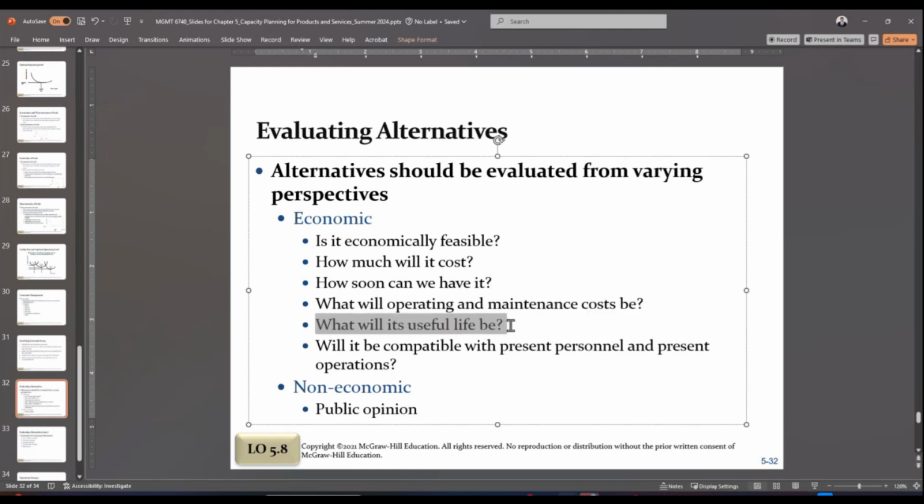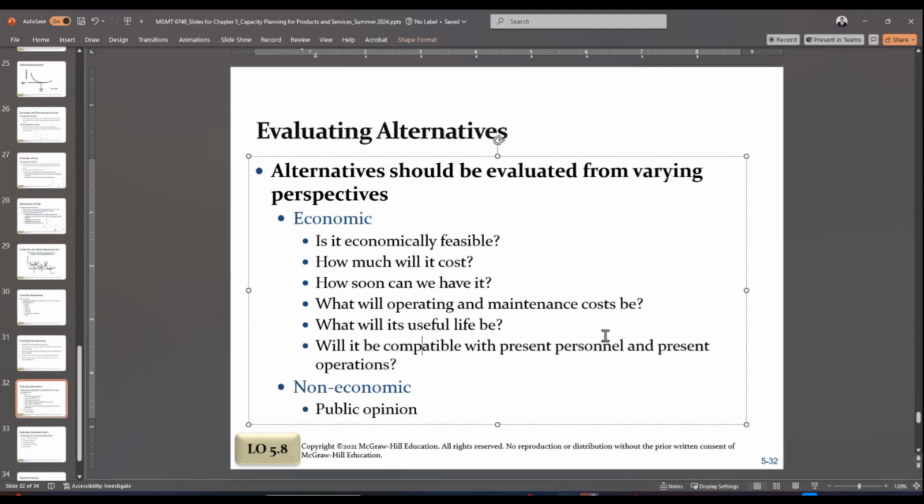What is the useful life of the machinery or the consumable or the product, and what can be done about it? Will it be compatible with the present personnel and present operations? Again, that integration part, integrating systems, as mentioned by Darshan yesterday. So this is what it means.